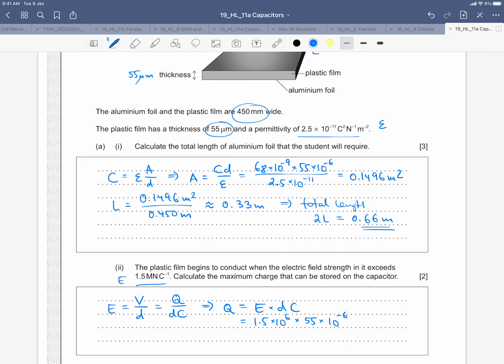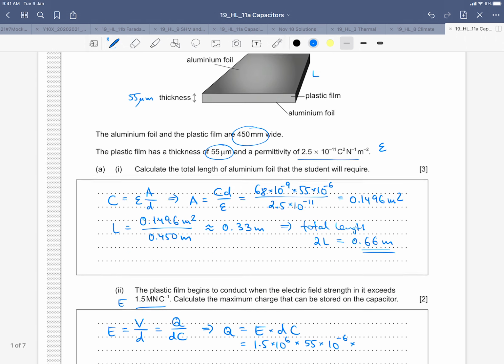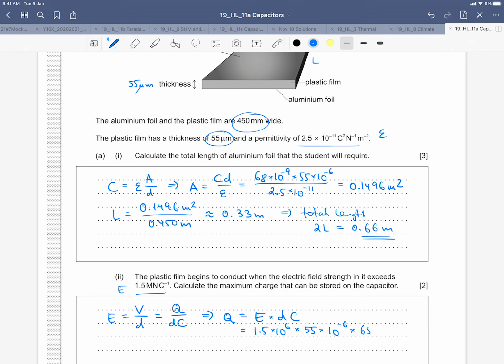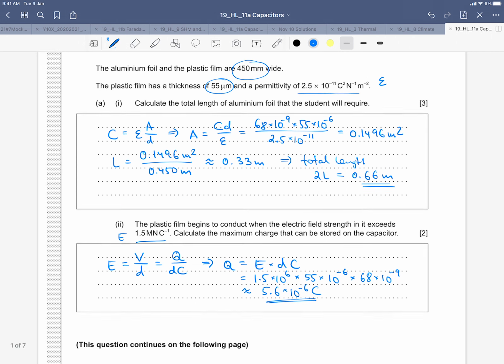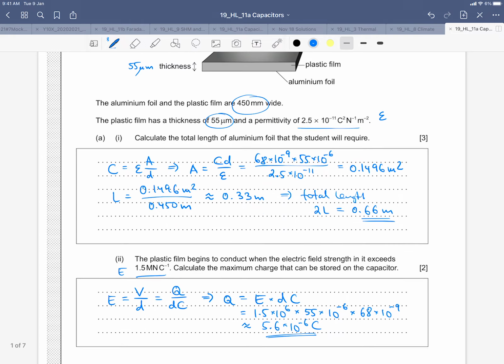-6 micro, and then what am I missing? The C, the capacitance, which was 68, right? And that should give this many coulombs. So that C is coulombs, not capacitance. Okay.